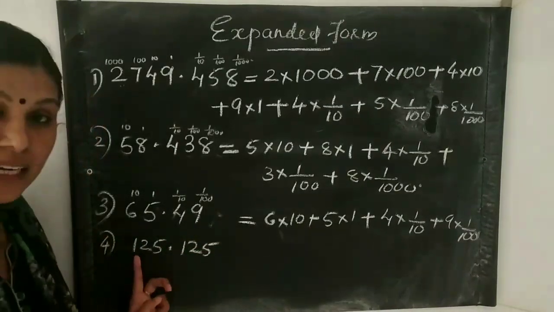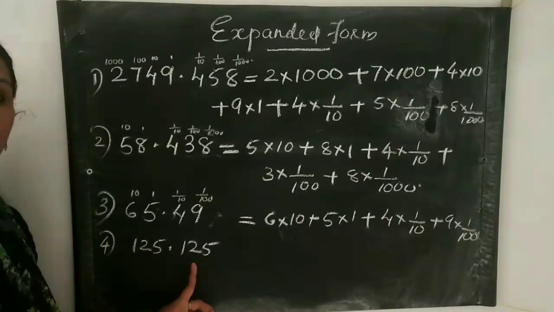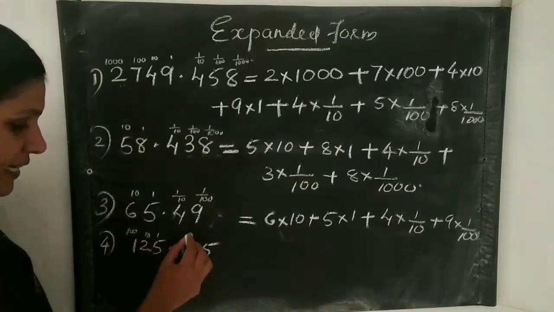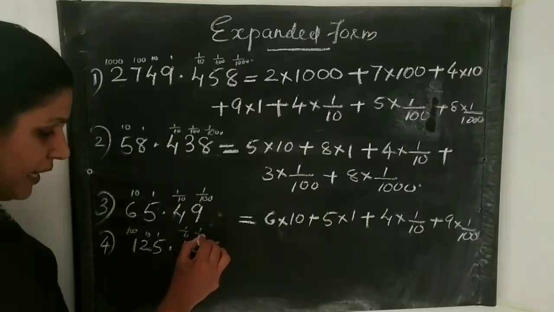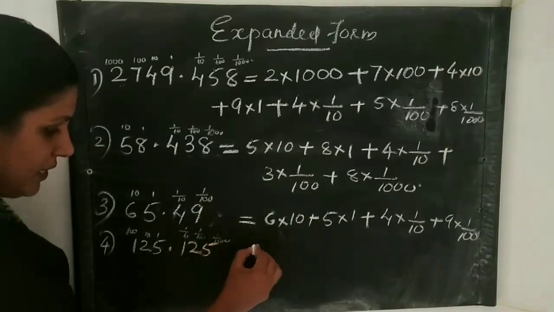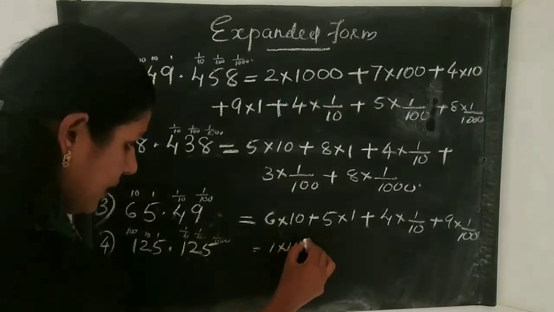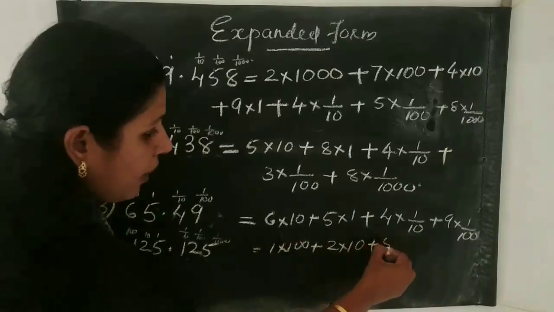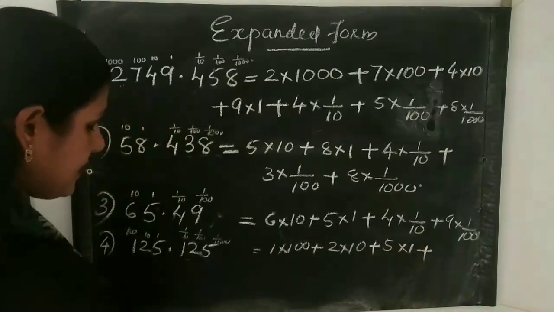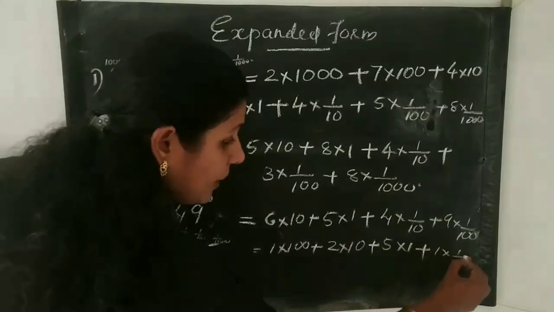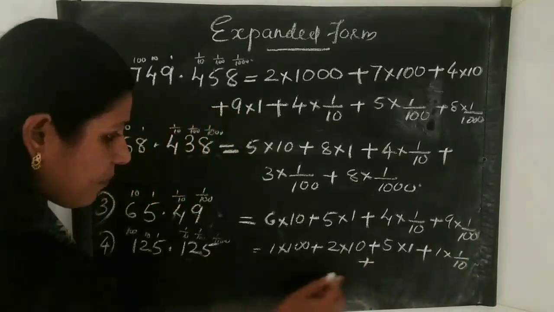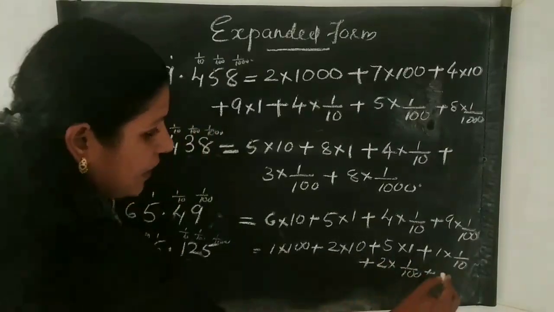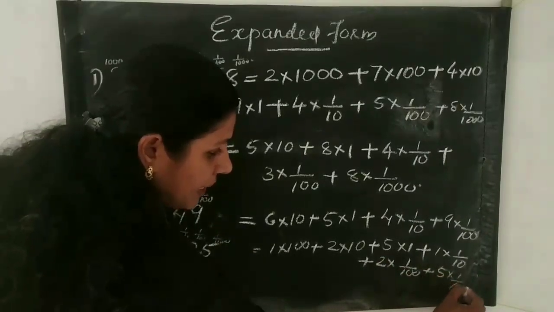125.125. That is 125.125. This is ones, tens, hundreds, and it is 1 by 10, 1 by 100, 1 by 1000. So 1 into 100 plus 2 into 10 plus 5 into 1 plus 1 into 1 by 10 plus 2 into 1 by 100 plus 5 into 1 by 1000.